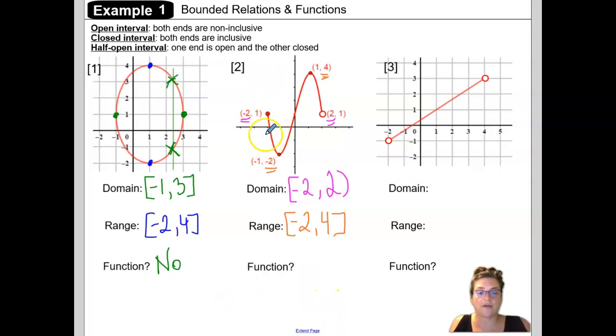Okay, and when I look to see does it pass the vertical line test, everywhere I would draw a vertical line, it would only intersect in one place. And so yes, this is a function.